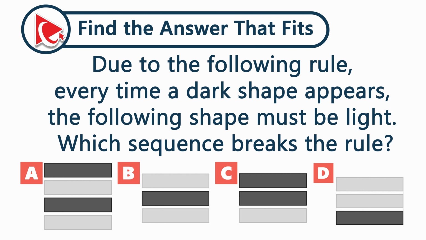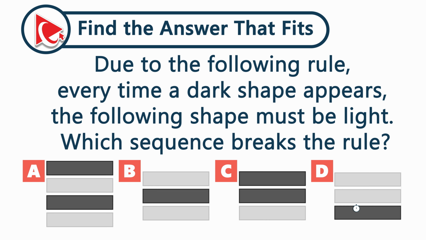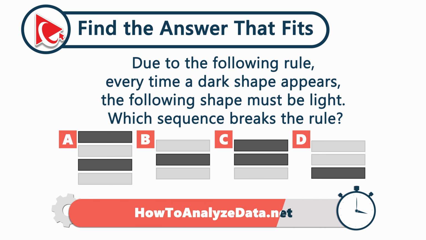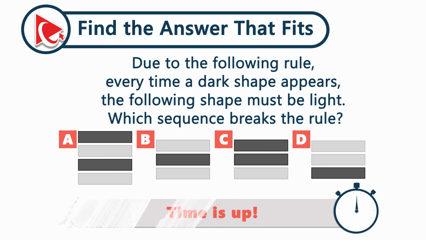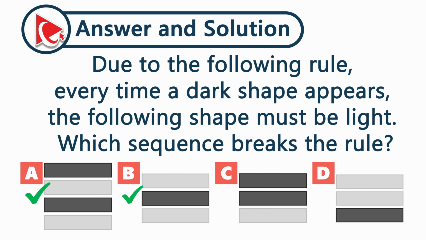It's time for a quick visual logic challenge. Can you spot the sequence that breaks the pattern? Here's the rule. Every time you see a dark shape, the one after must be light. Simple, right? Look closely through each sequence. A and B follow the rule. D ends with the dark shape, no problem. But C starts with the dark shape and then another dark shape. That is the rule breaker. That's why C is the correct answer. 2 dark shapes in a row? Can't have that. Keep it light after dark.